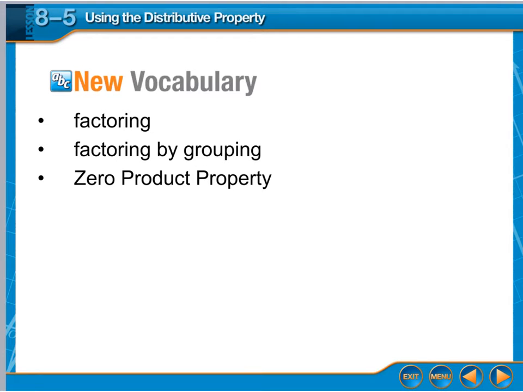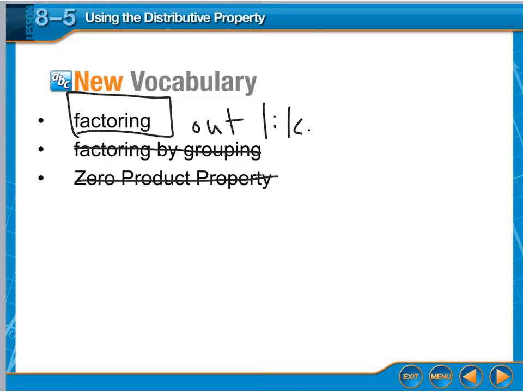And so we're not going to do these two things just yet. We're going to do those later, but for right now, we're just going to focus on factoring out like terms. And so we've got to figure out what those things are. So let's just start with a review of distribution.